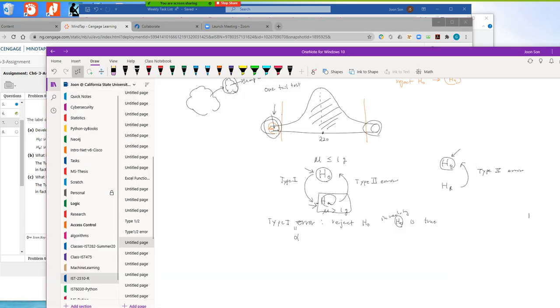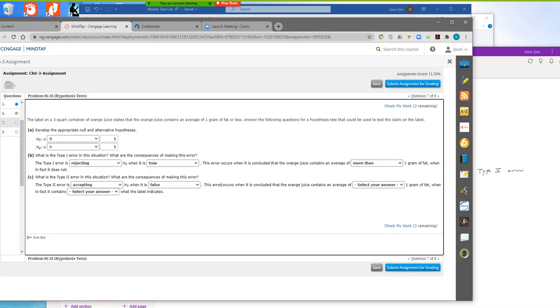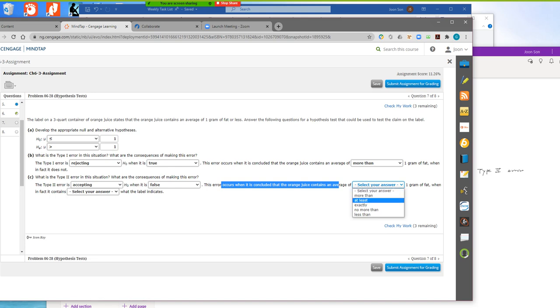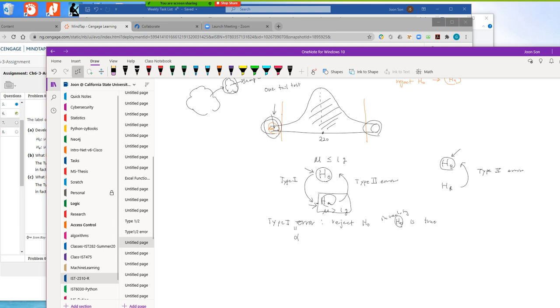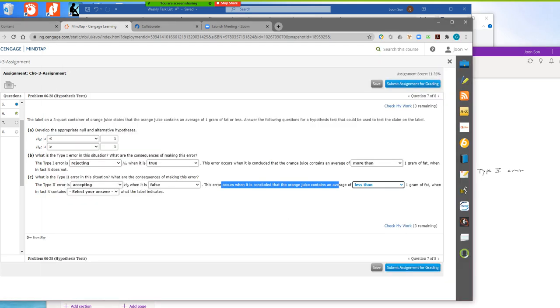And this error occurs when it's concluded that orange juice contains less than 1 gram. So basically that's your conclusion, that the population mean is less than 1 gram. Although your conclusion is false.